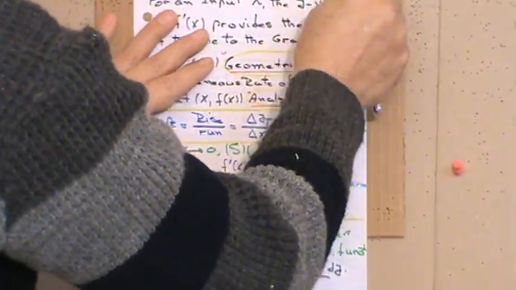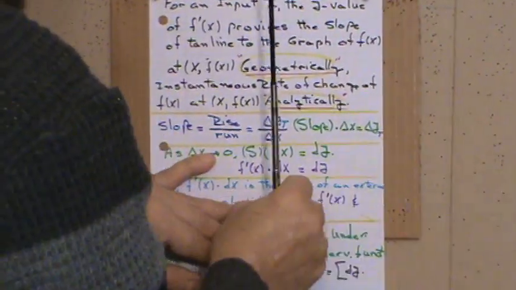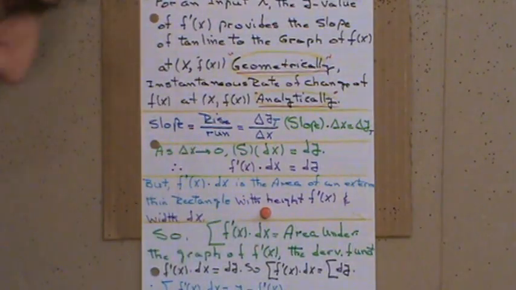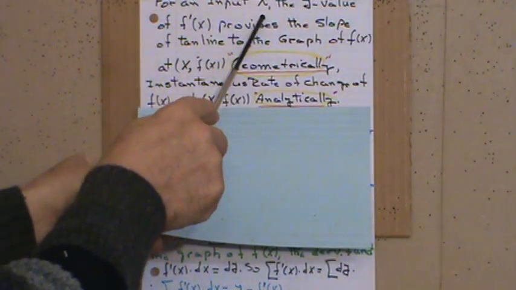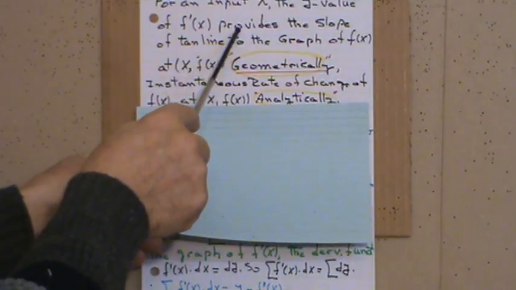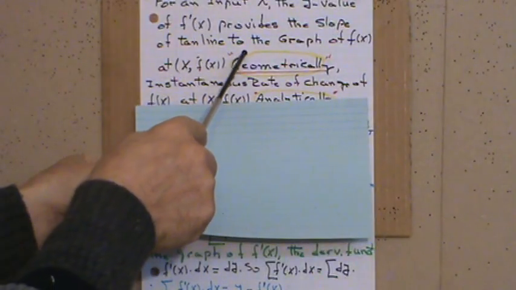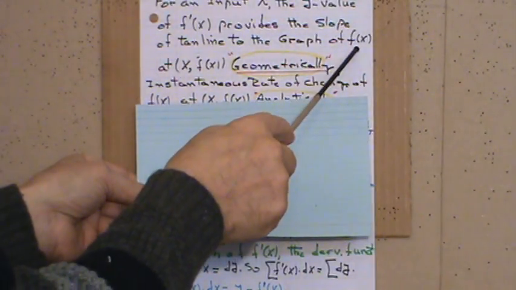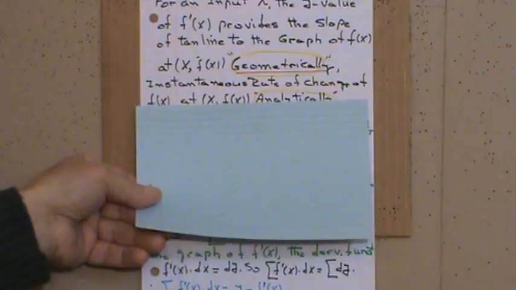So I'm going to illustrate them also with the graphs and diagrams after I finish this one, if I may. Okay, now let me go over that one. For an input x, the y value of the derivative function gives us the slope of the tangent line to the graph of the mother function f of x at this particular, single point, geometrically. That is the geometrical interpretation. All right?